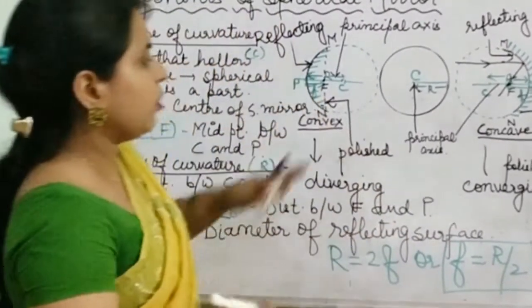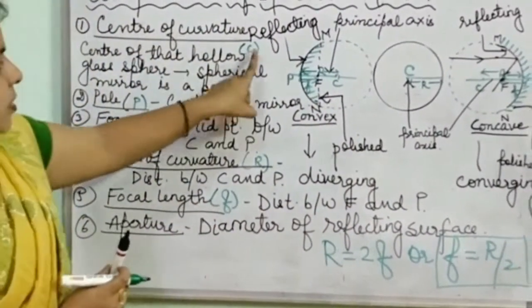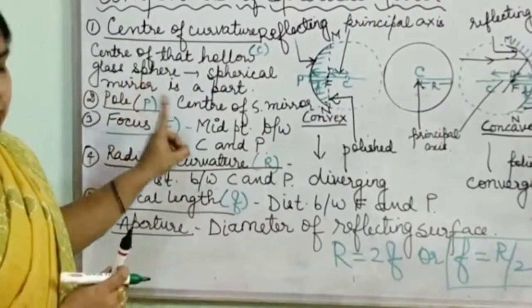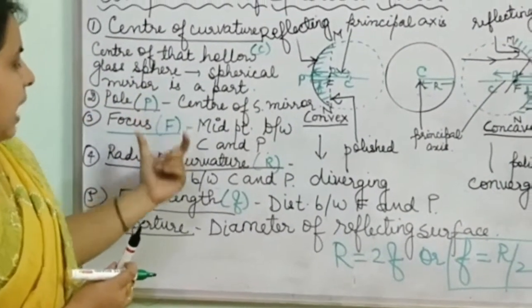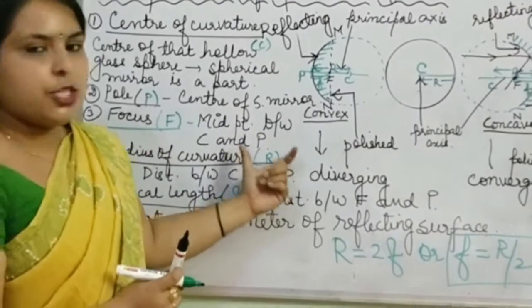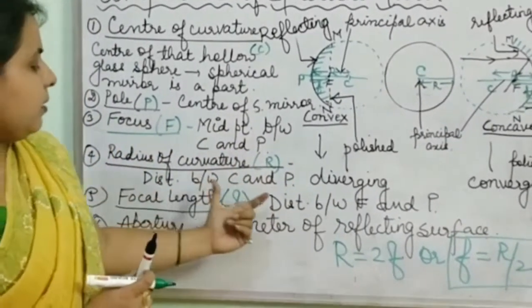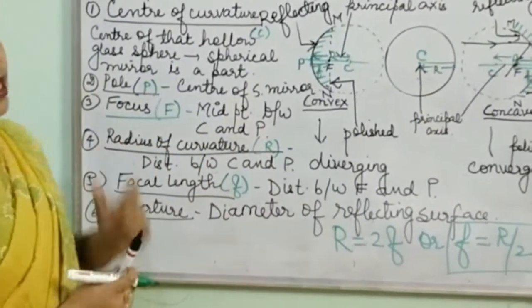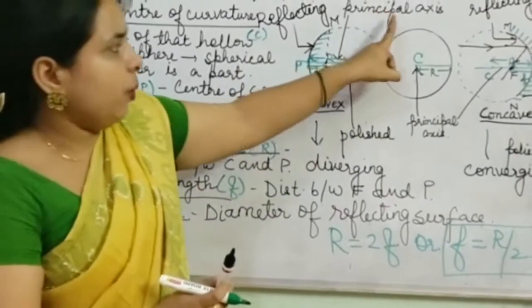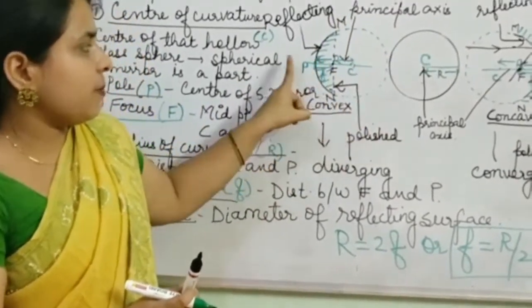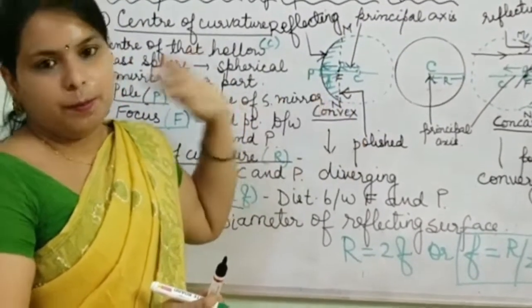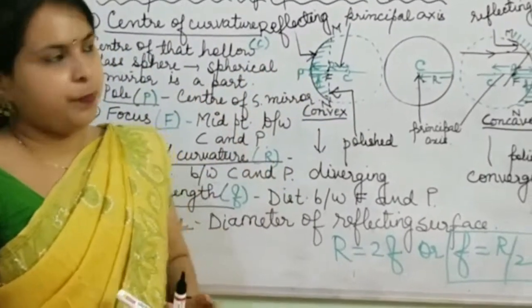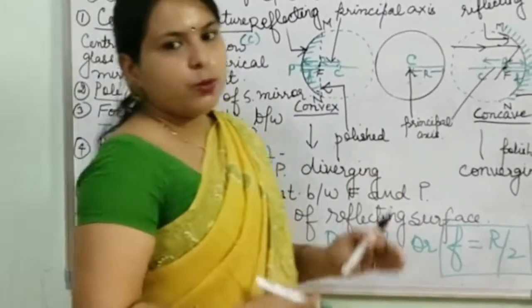So these are the components: center of curvature, capital C; pole, capital P; focus, capital F; radius of curvature, capital R; focal length, small f; and the last is aperture. What is the principal axis? The line which is passing through C, F and P, or you can say C and P. So these are the components. Go through them. Thank you.